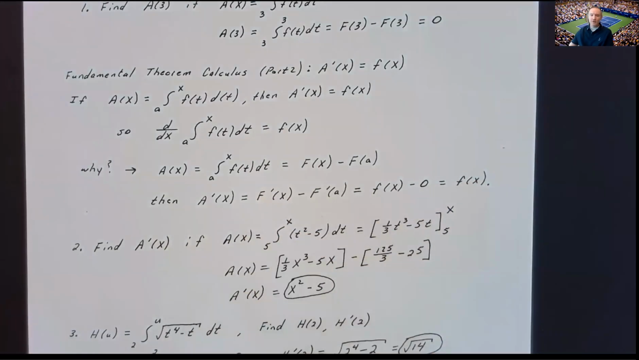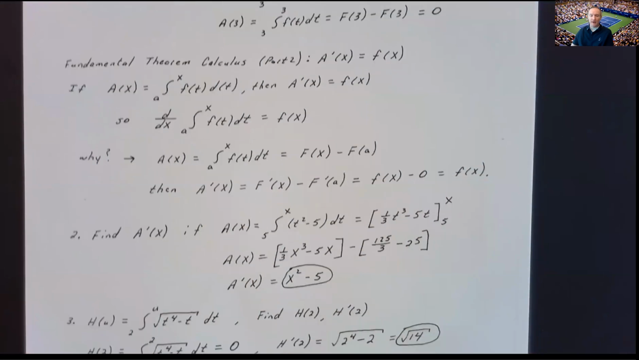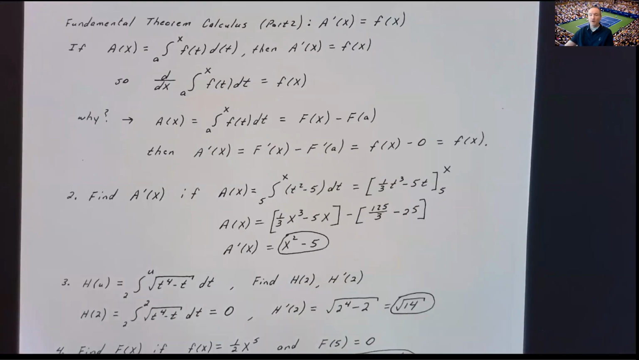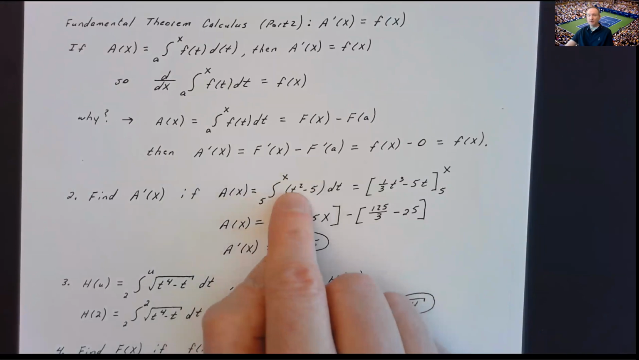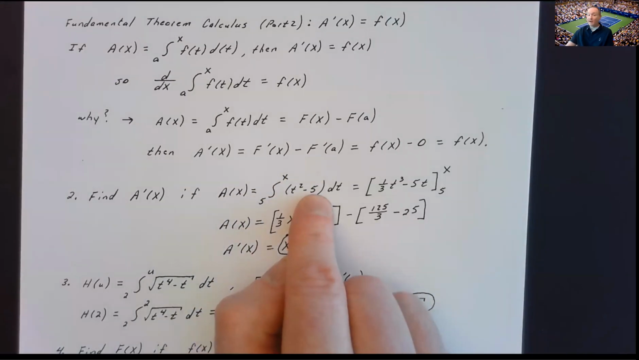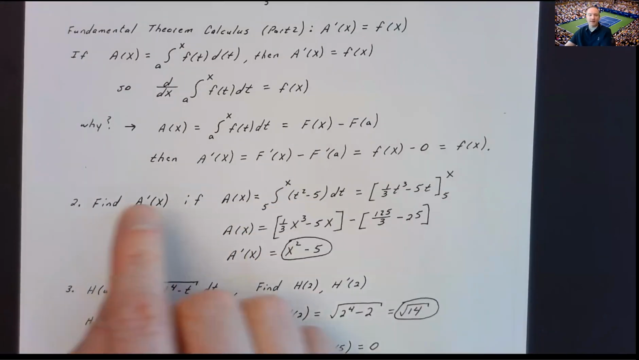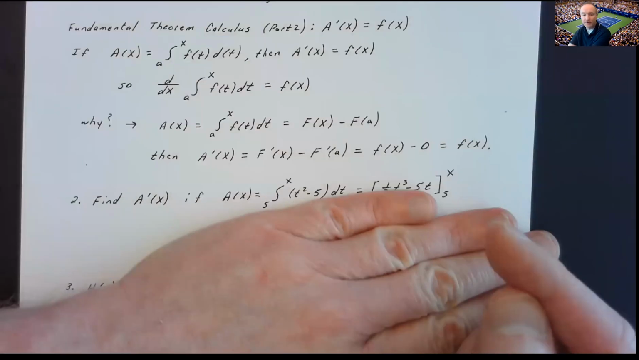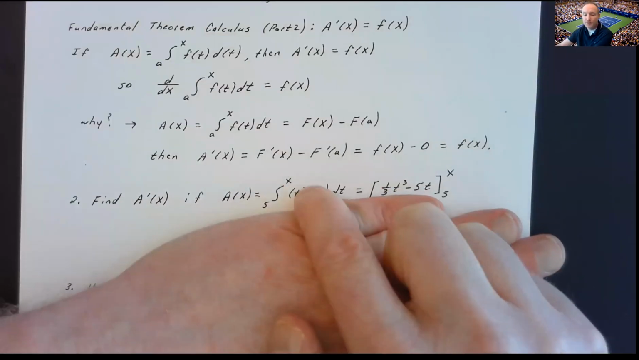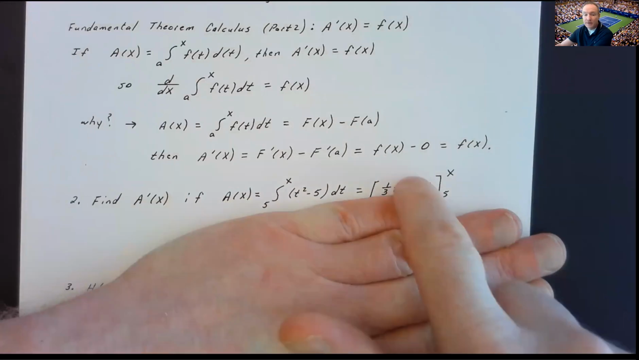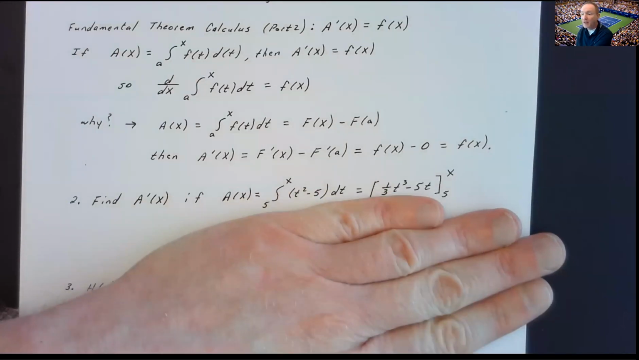So if I'm asking you to find A prime of x, if A of x is the integral from 5 to x of t squared minus 5. Now, I already know my answer. What is A prime of x? If I could cover up the rest of the problem, I am already 100% certain that my answer is x squared minus 5. I can see that by just looking at it. You should be able to see that by just looking at it.